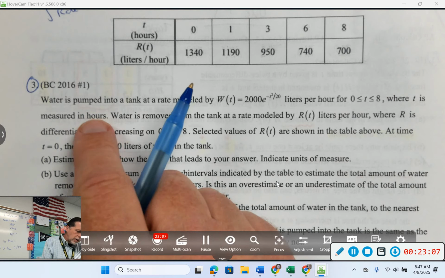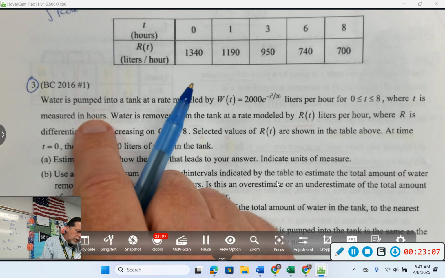From 0 to 8, where T is measured in hours. Water is removed from the tank, modeled by R. So I've got an equation for the into, but a table for the removal rate. Selected values of R shown in the table above. At time 0, there are 50,000 liters of water in the tank. Part A. Estimate R prime of 2. Show the work that leads to your answer.